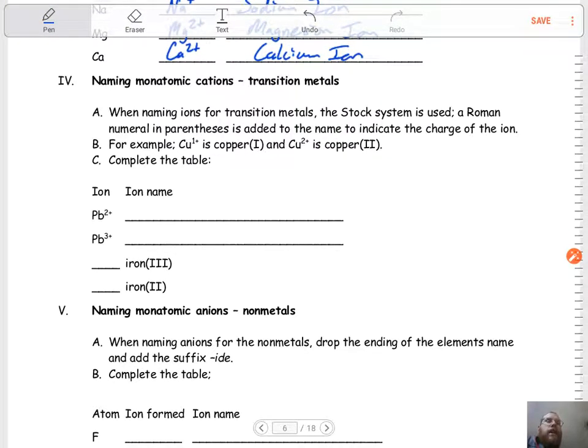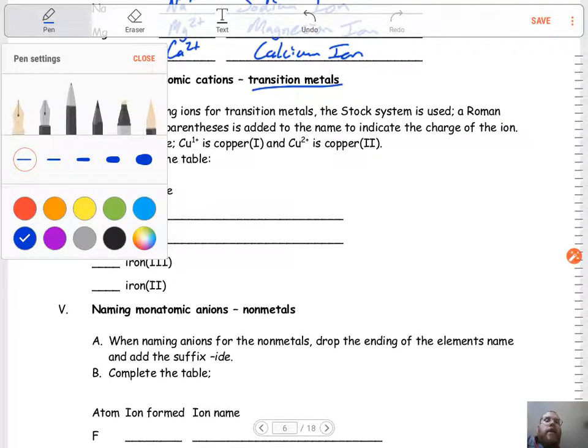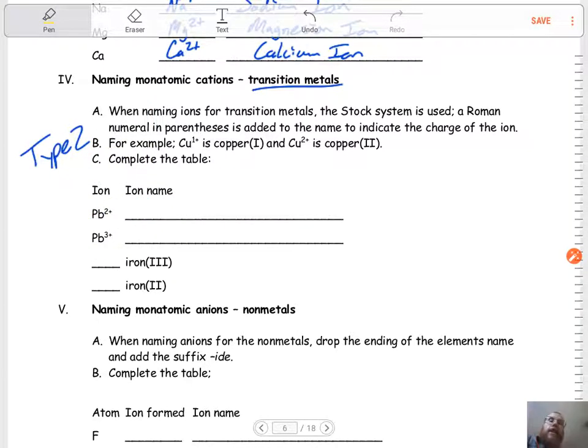All right, so let's move on to the next type. This is naming monatomic cations that are transition metals. If you look back to the periodic table that we colored in, these are your type 2s. So there's another new step that we've got to use to name these, because there's something different. What's different about those transition metals compared to the type 1 ones, like the alkali and alkaline earth metals? They have multiple charges. And that's the difference. So since they have multiple charges, you have to tell the reader what specific ion you're looking at. And this is super important.